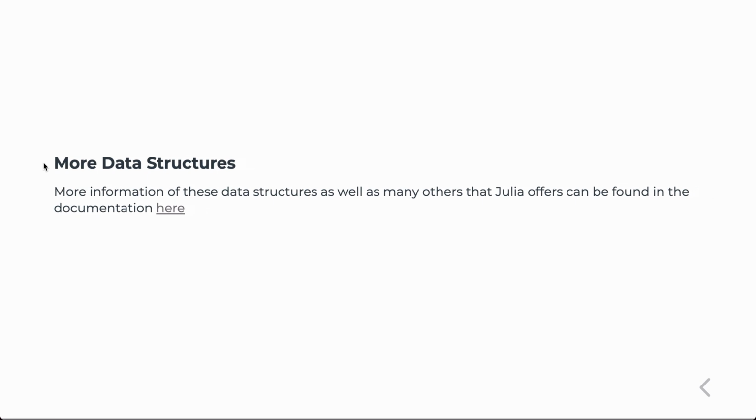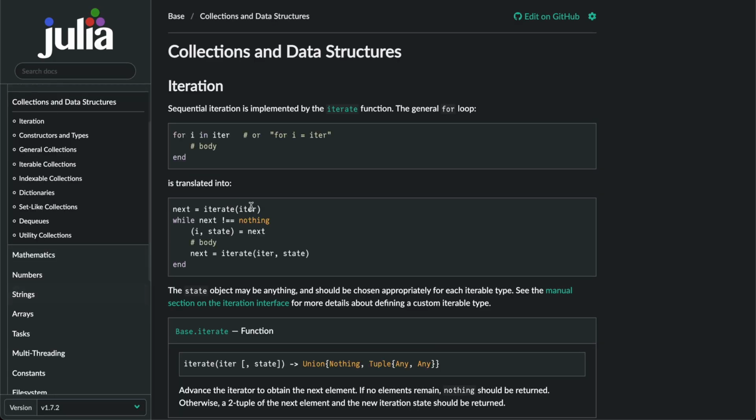There are a lot more data structures in Julia. We'll pick a few up as we go along. You can see many of the other collections and data structures in this section of the documentation here.